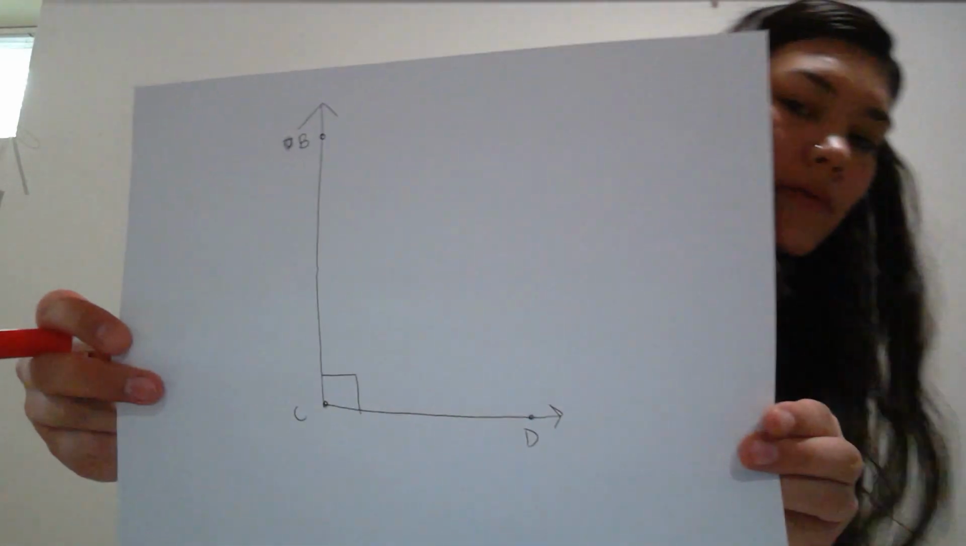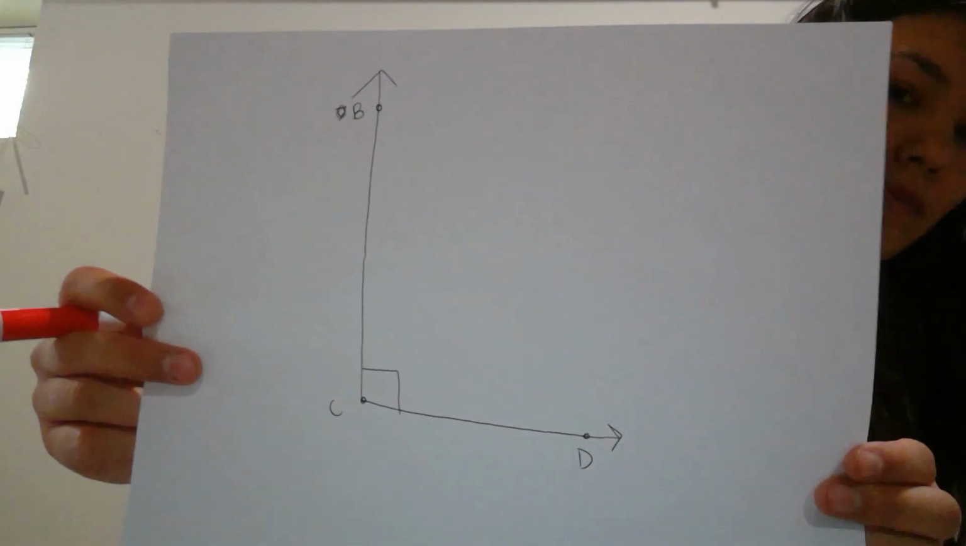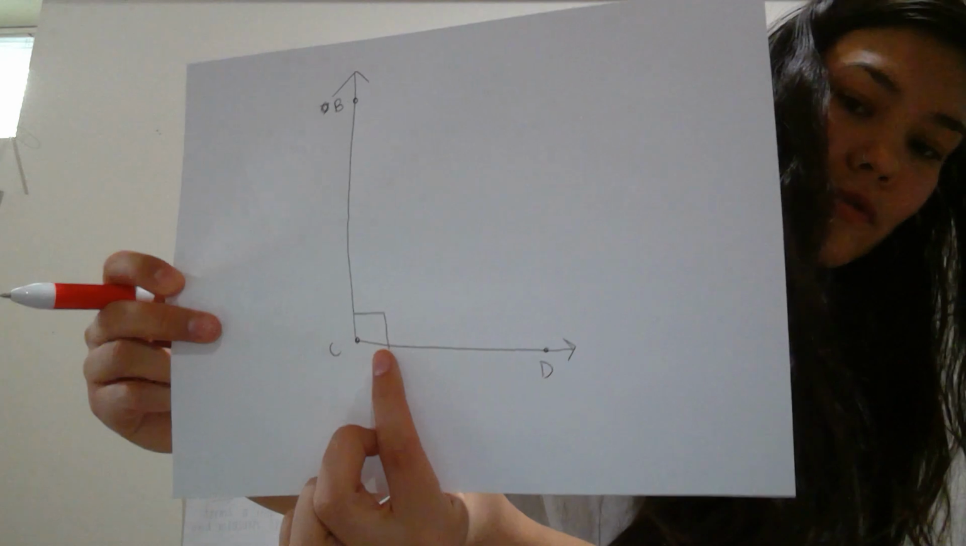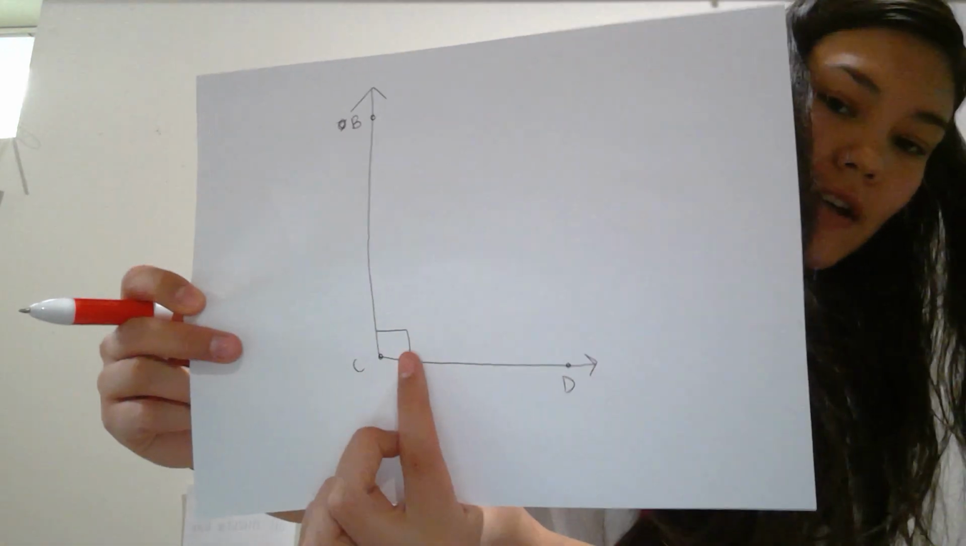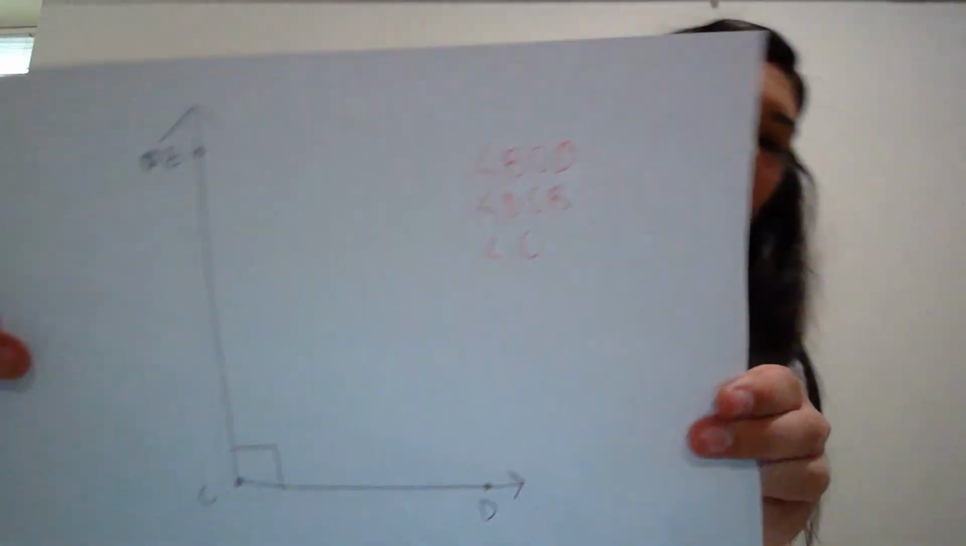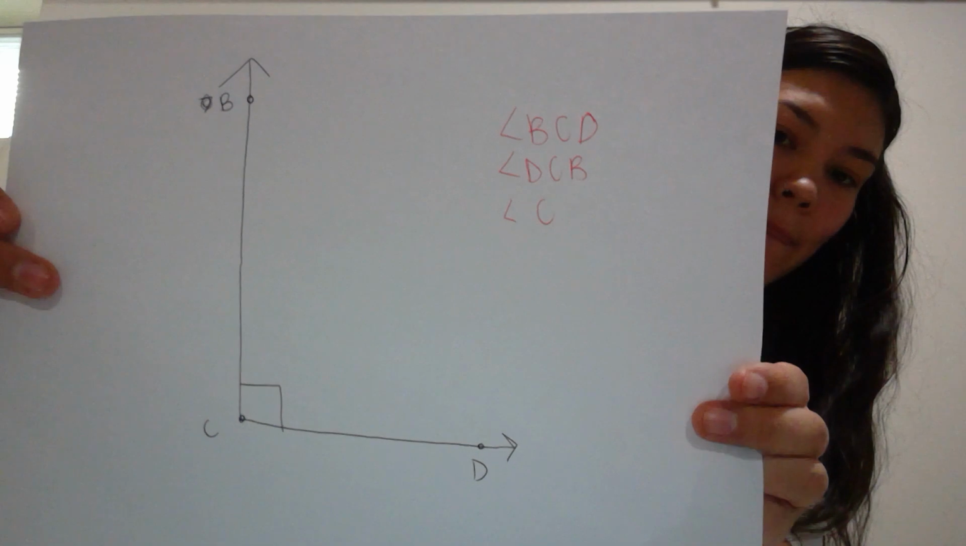Alright, last one. This is a right angle. You can tell because it has the square right there. We can name it angle BCD, angle DCB, or angle C. Okay, so make sure you have all that written down.